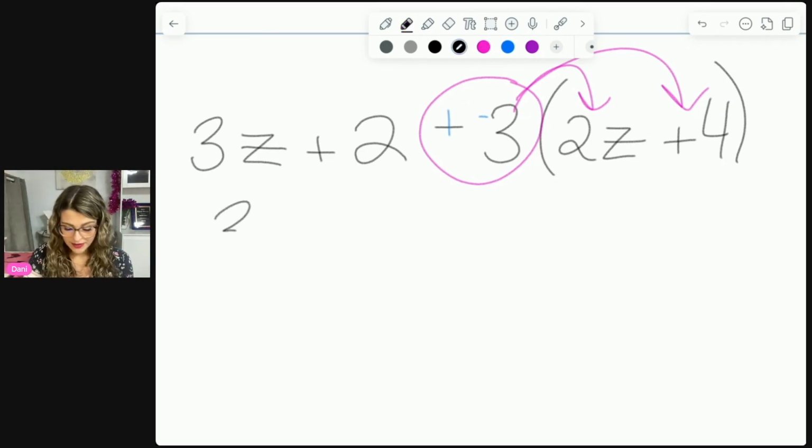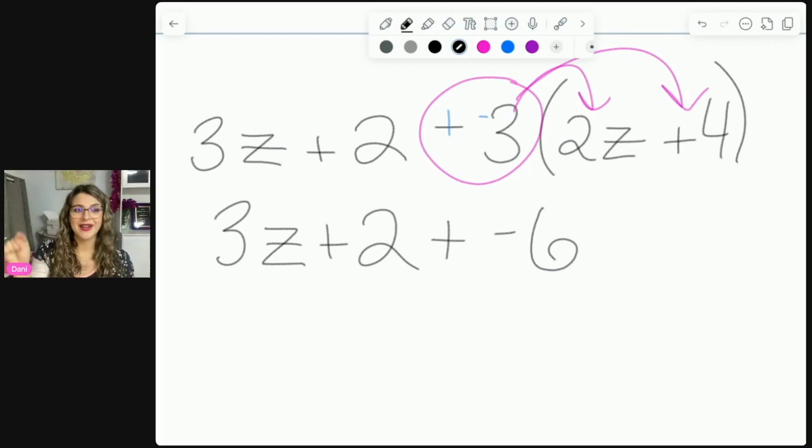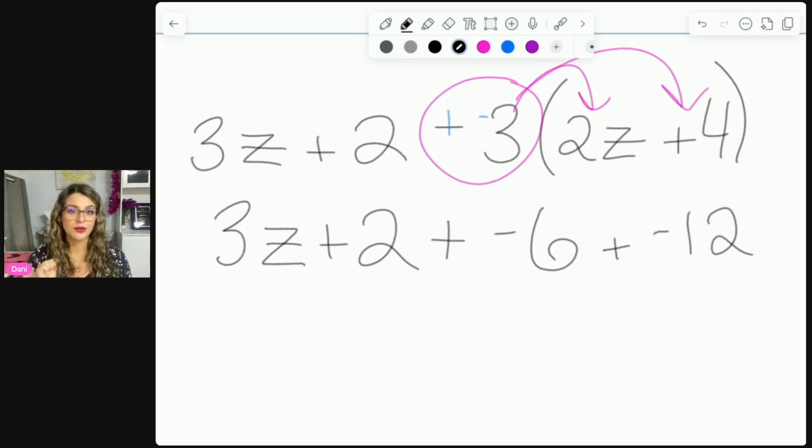So I'm going to drop down those first 2 terms that we are not using. And then we have that -3 times +2. That's going to be -6. So plus, I don't know why that plus sign's so small. A little plus sign. Okay, so plus a -6. And then we have that -3 times 4. That's going to be plus -12.